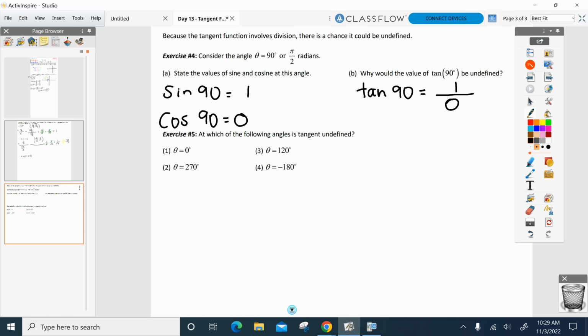And what else gives you an undefined value? 270, yep. So as you're doing the assignment, if you're doing a right triangle, opposite over adjacent. If you're doing unit circle, y over x. Okay, on the unit circle, the y over the x. Go ahead, get going.